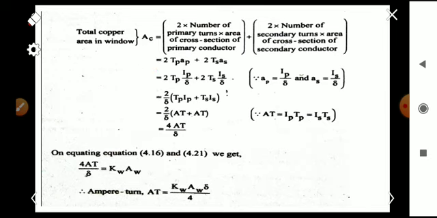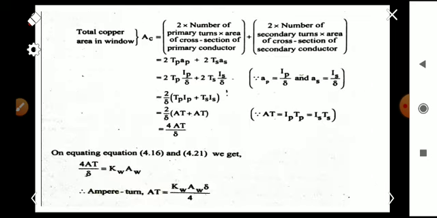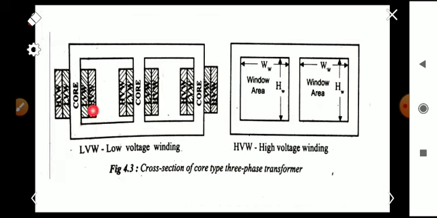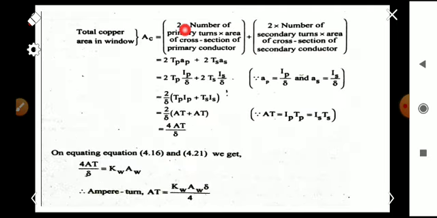After finding this Ac, we compare our equation with our previously found Ac. That is the design step, the actual step in the derivation. So Ac can be found using the equation for total copper area in window. We have to add the copper area of the primary winding plus the copper area of the secondary winding. But we know that in the three-phase transformer there will be two sets of primary and secondary windings. So we have to multiply the term by 2.